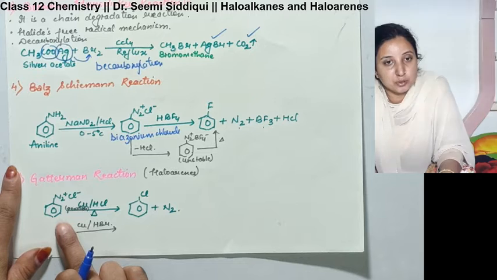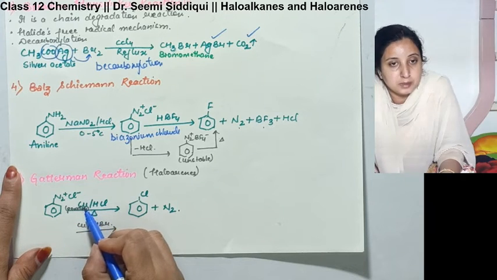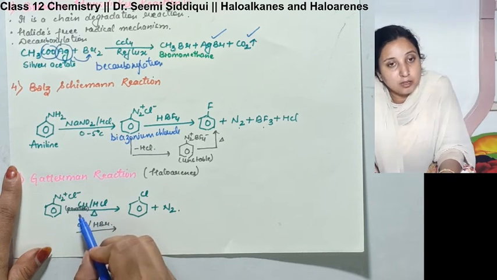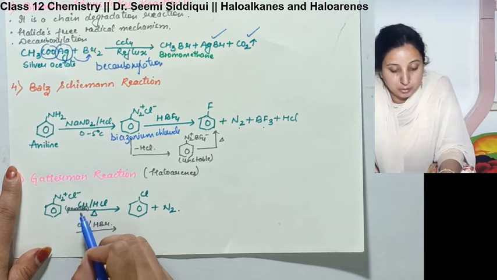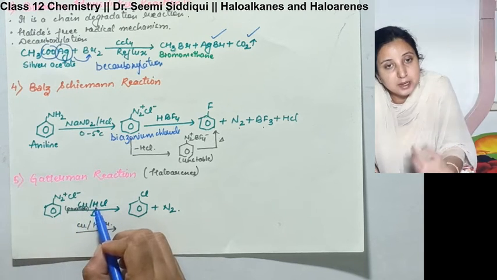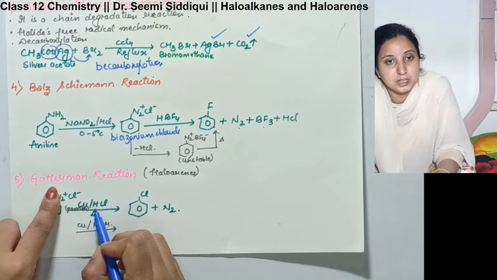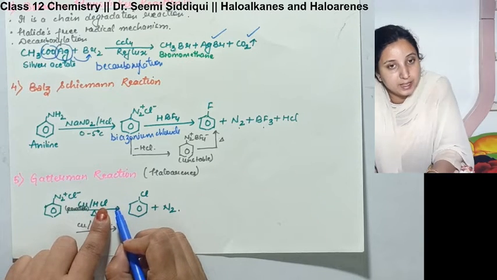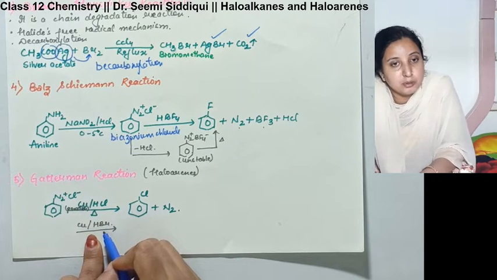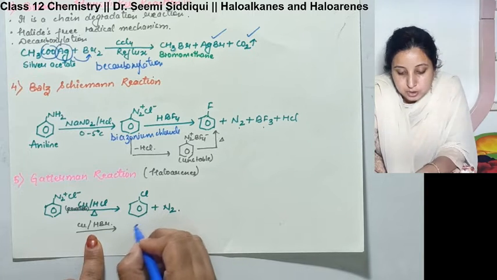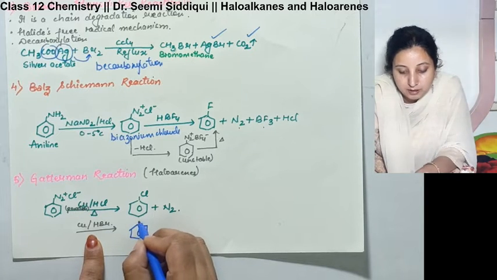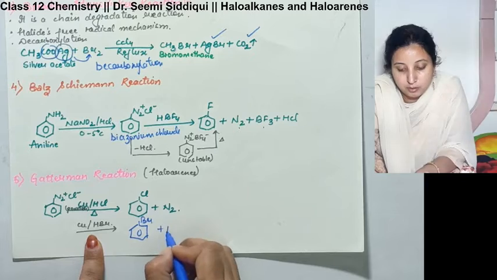Basically we take a diazonium salt, we take a copper. इस केस में we take a copper in the form of the powder. And अगर हमें क्लोरीन ग्रुप जो है वो अटैच करना है बेंजीन रिंग में, तो we take a HCl. But if we want to attach a Br group, so what we do? We take a HBr over here.